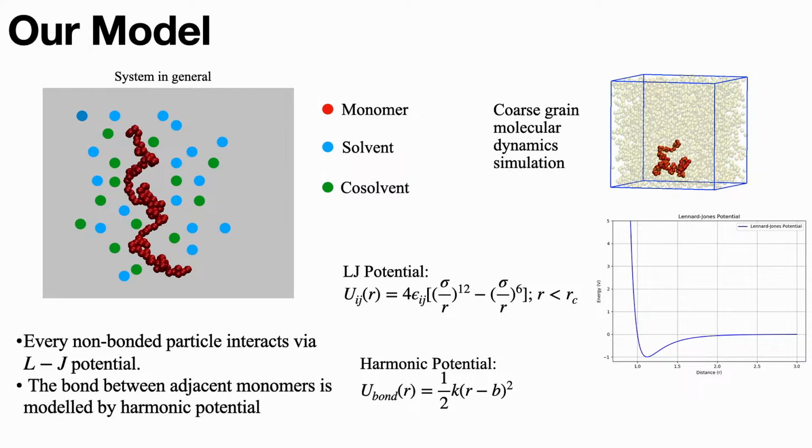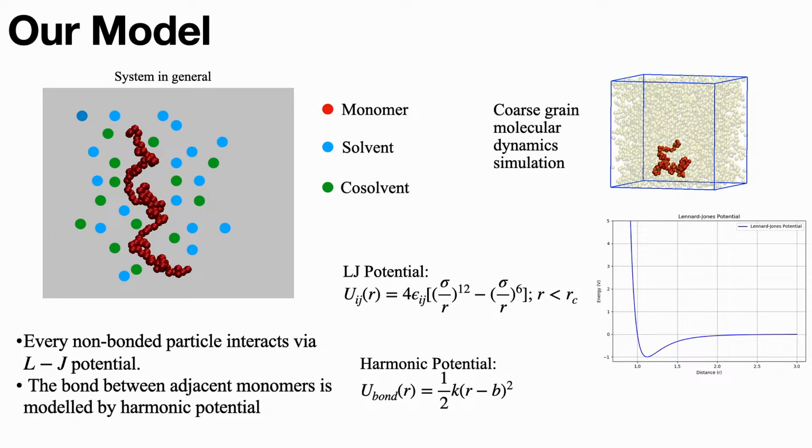So our model is a very general phenomenological, coarse-grained model, where we do not have any chemistry-specific interactions. We just have a single polymer, which is submerged in a solution of solvent and co-solvent. Solvents are blue and co-solvents are green, for example. And the polymer chain is connected to each other.